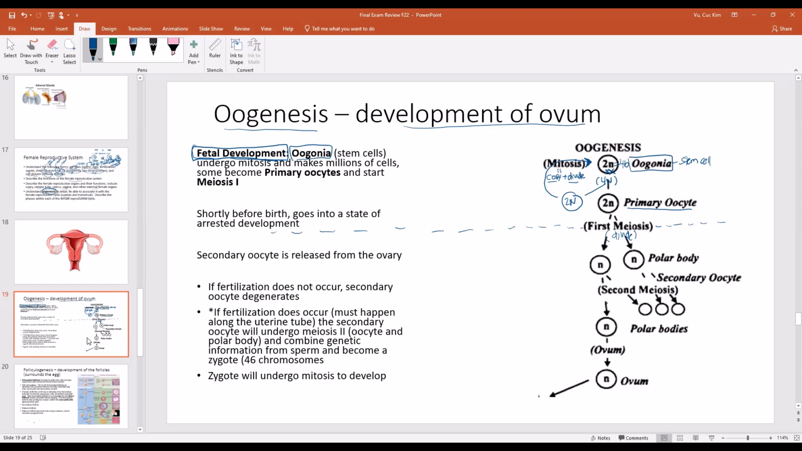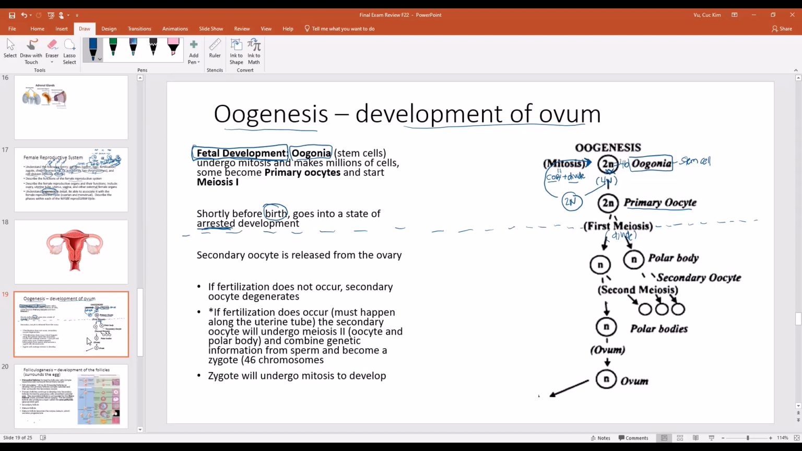It starts the process of meiosis 1 to divide, but it doesn't finish. So it hasn't divided quite yet, and that's when the female is born. Shortly before birth, this process undergoes cell arrest. In other words, it freezes. This process does start, but it does not finish. Okay, so then the female is born.